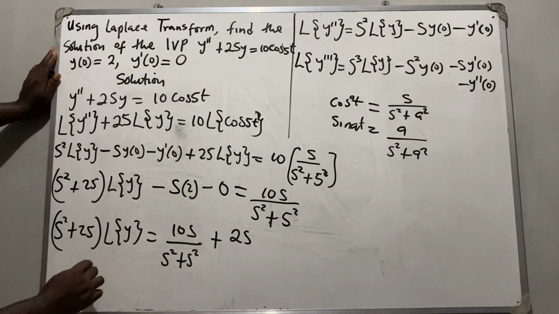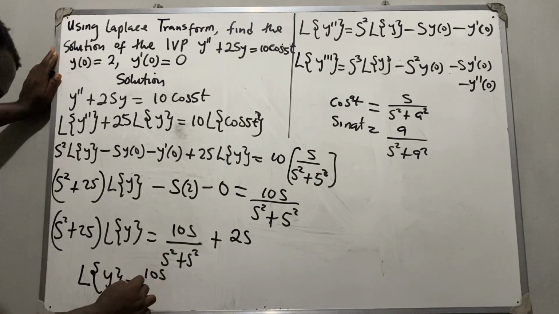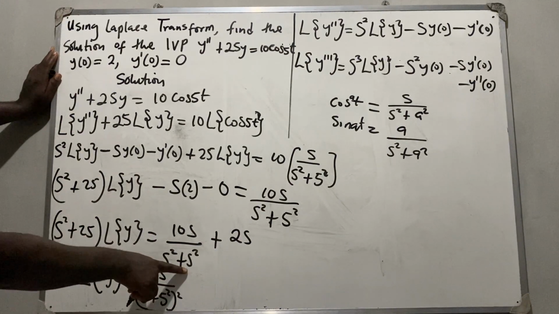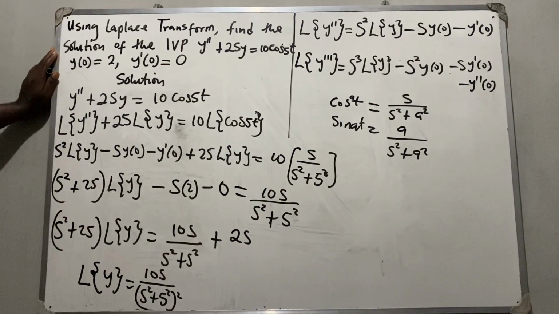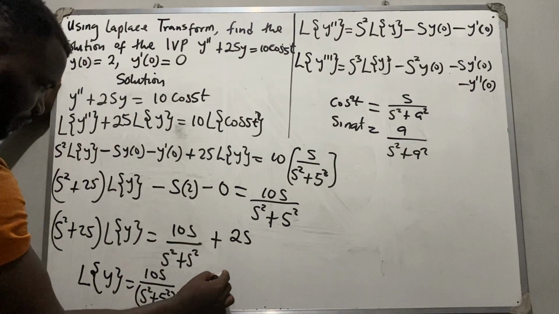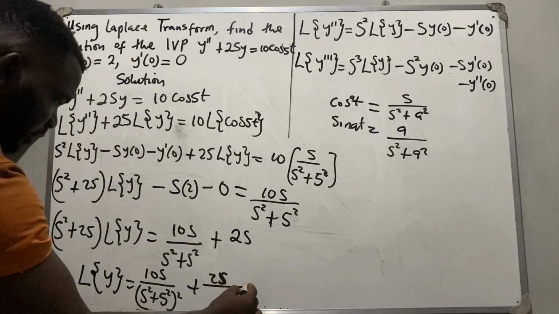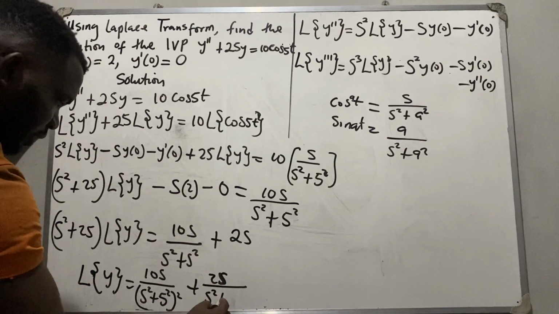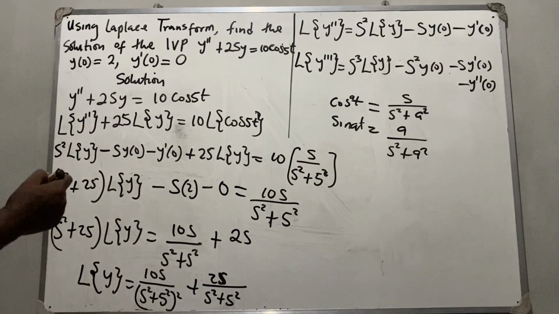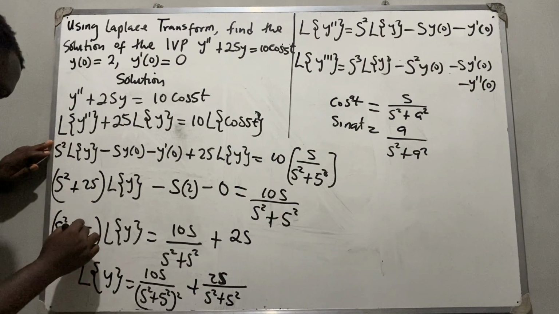So I'm going to have that the Laplace transformation of y will now be equal to 10s over s squared plus 5 squared, all squared, because this one is going to come to the denominator of this one and equally come to the denominator of the other one. So that is why I have all squared here. So plus 2s, please know the difference between s and 5, 2s all over s squared plus 5 squared. That is 5 squared, that is 25. Let me put this one to be 5 squared.